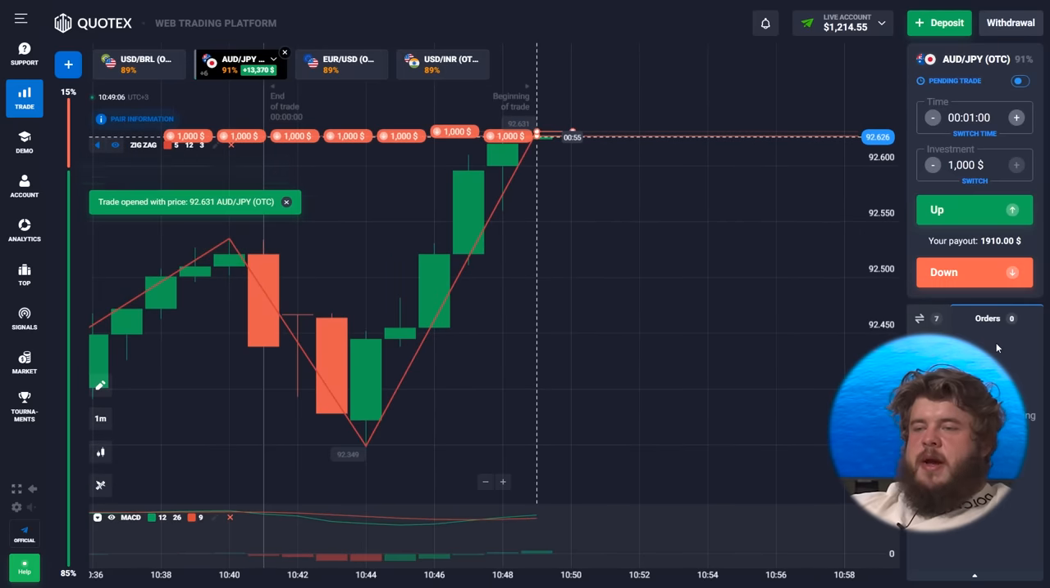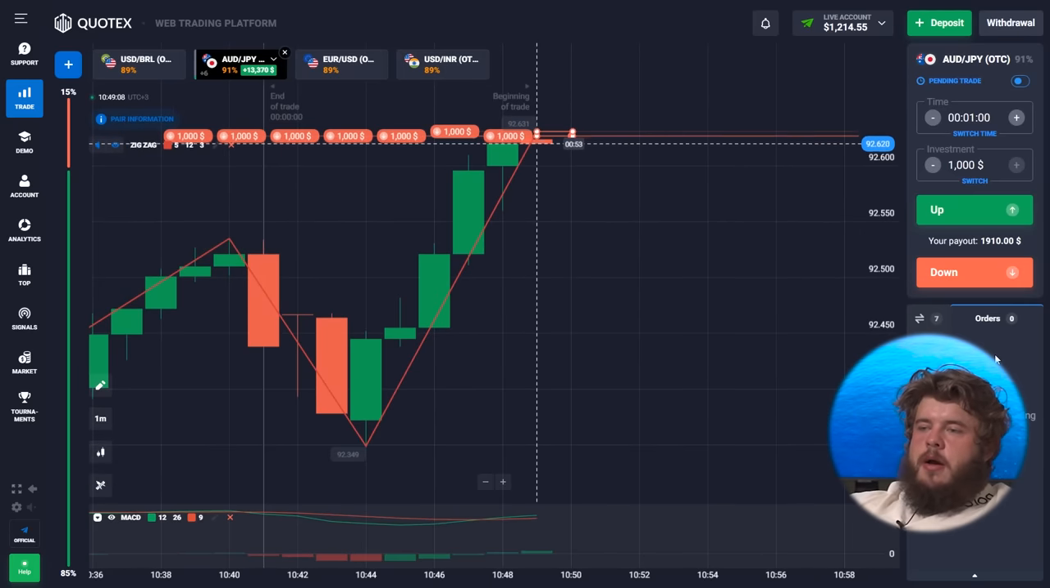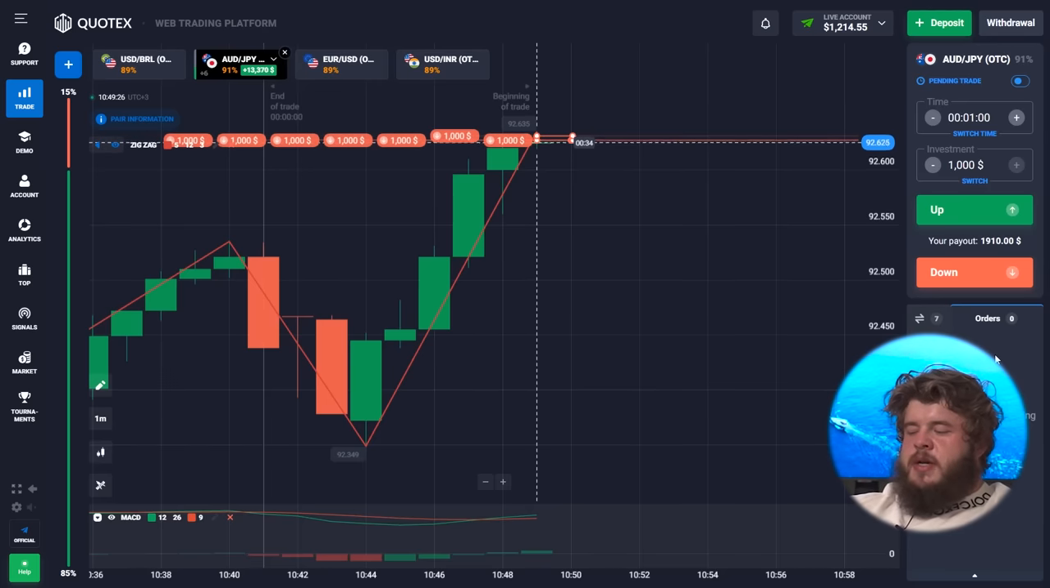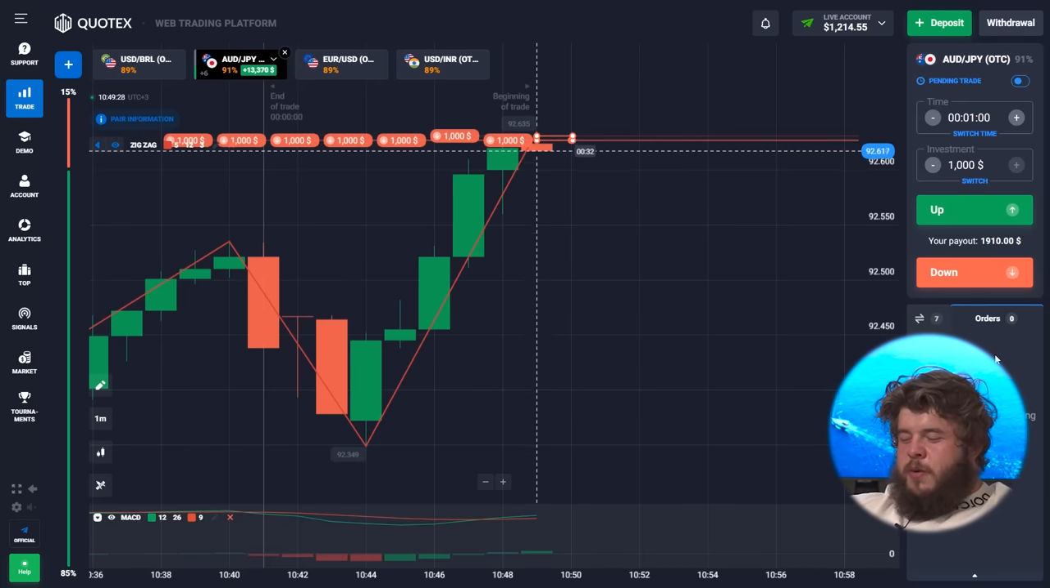So fine, guys. Quite the same situation here also. We have a strong level of resistance. The price will not be able to go any higher, so it's highly likely that now it will go down. That's why we have opened seven sell positions with an investment of $1,000 each one. And totally this is $7,000 of investment.